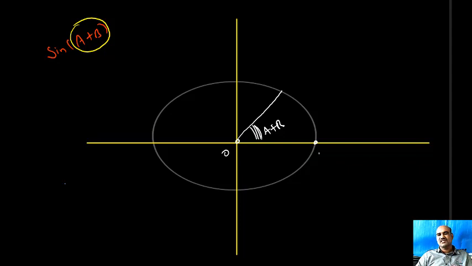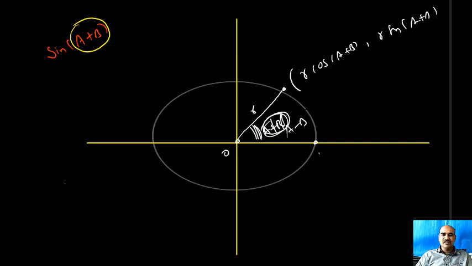The radius of the circle is, say, small r. So I can say directly, this point is r cos of (A plus B), r sin of (A plus B). Just now we explained, if this is theta, then r cos theta, r sin theta. Now this angle is A plus B, so I can say r cos of (A plus B), r sin of (A plus B). For example, this angle is A minus B. What I can say, this point is r cos of (A minus B), r sin of (A minus B).